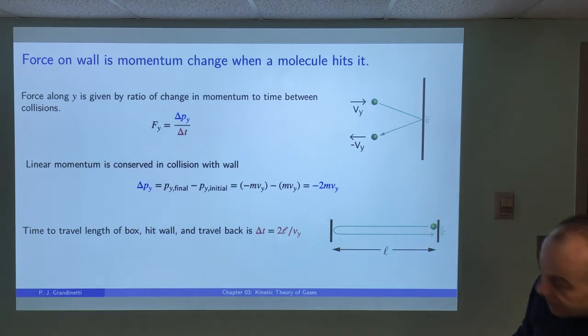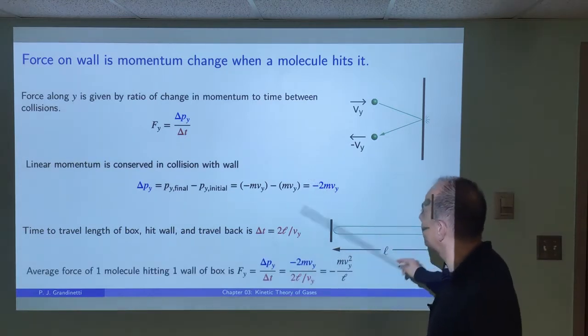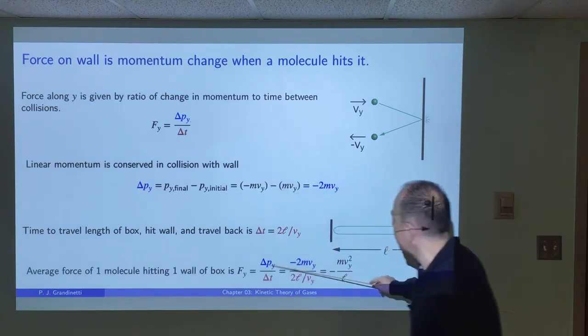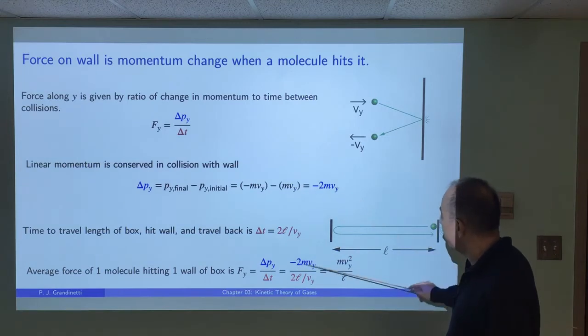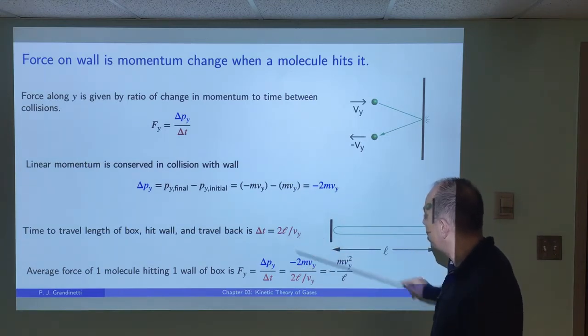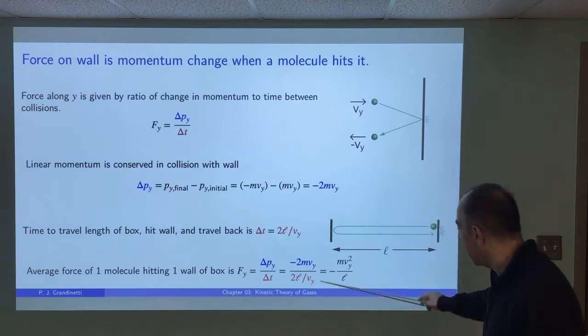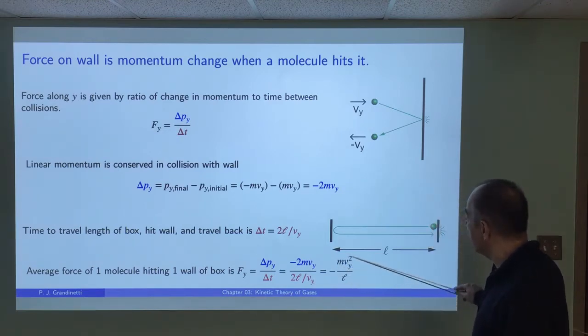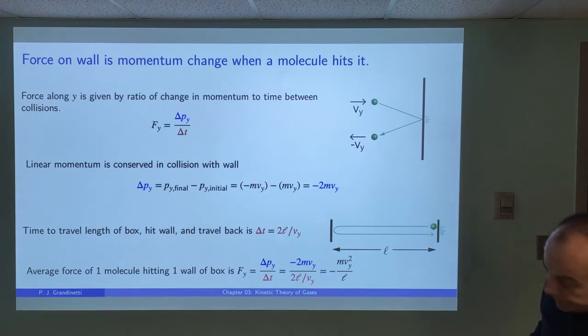Taking those two results together, we have the force as delta p over delta t. We plug in our minus 2 m v_y, and for the time we plug in 2L over v_y, and that gives us minus 2 m v_y squared over 2L, which is minus m v_y squared over L.